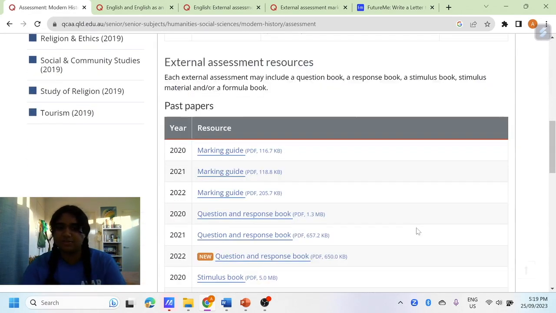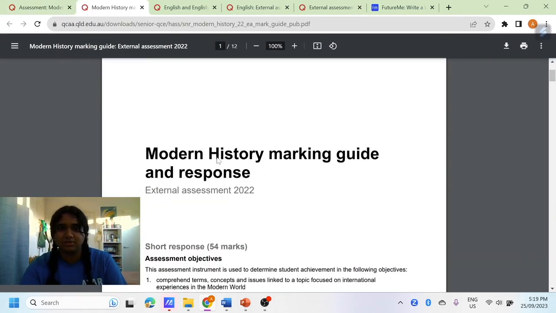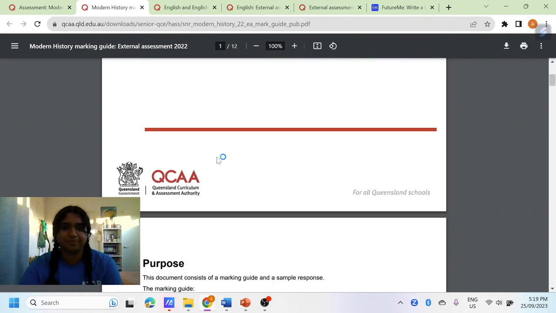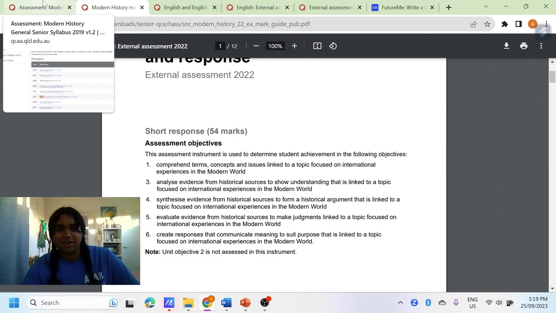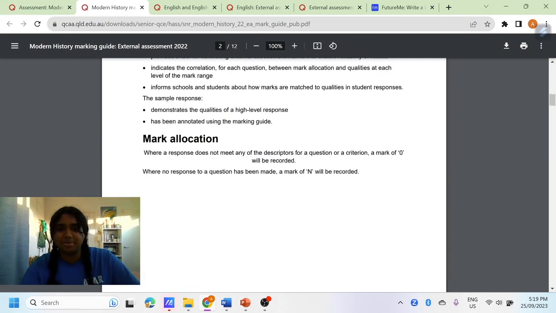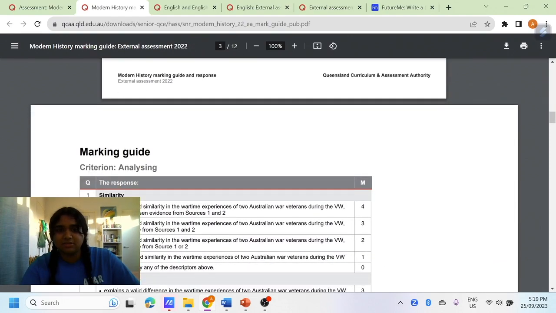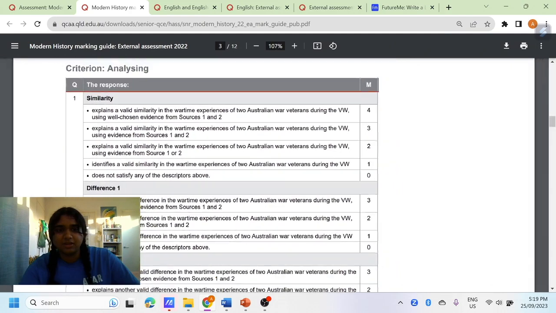Assessment, let's go through the marking guide for this one. 54 marks this time around. Another thing that you can do is compare the marking guides for all 3 years and see if there is a mark difference anywhere. Mark allocation, like so. Alrighty.